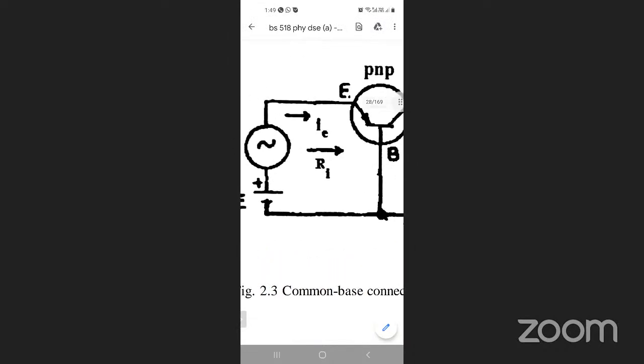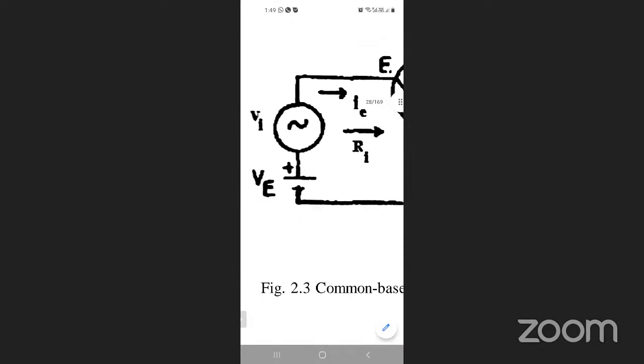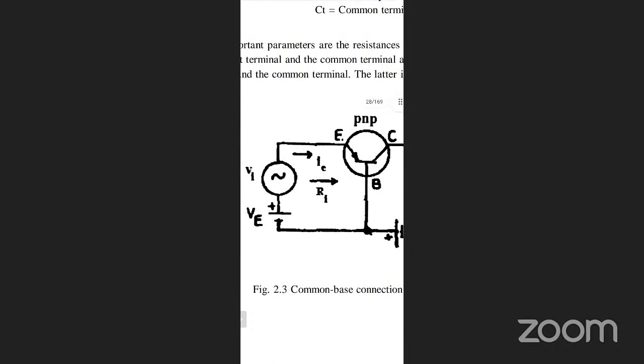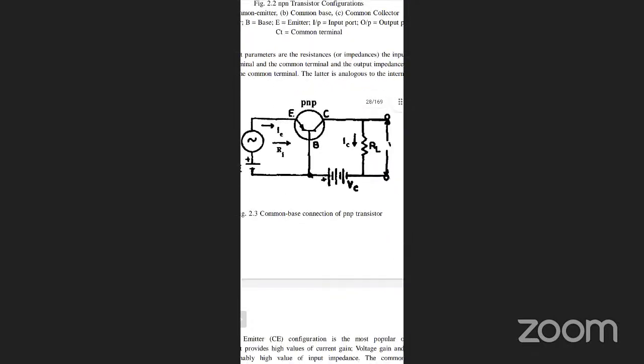You see here the PNP is always in forward bias. PNP means P, positive holes, connected to the positive terminal of the battery. You need not observe a signal here, a sine wave, that is AC. In the case of AC, you have to observe the fluctuations, whereas if you use a battery, there is no need to apply fluctuations. Only a battery is there.